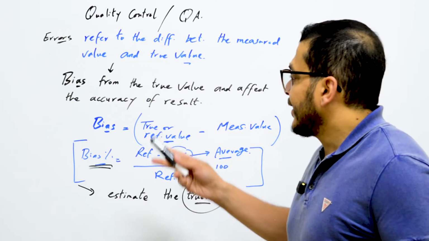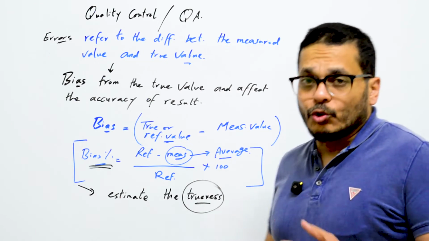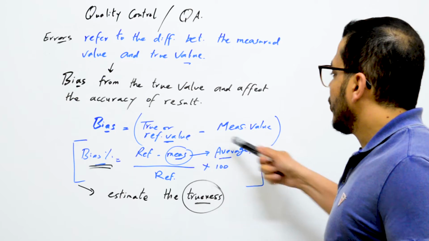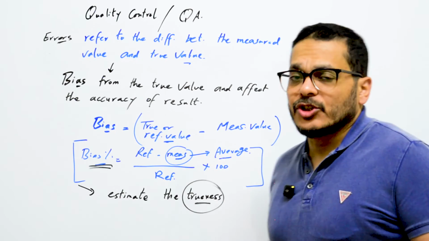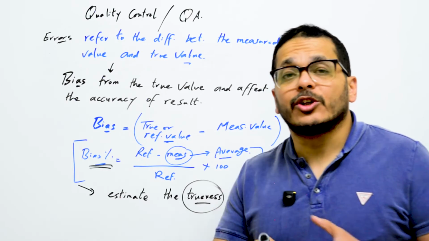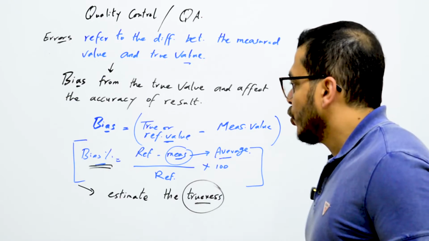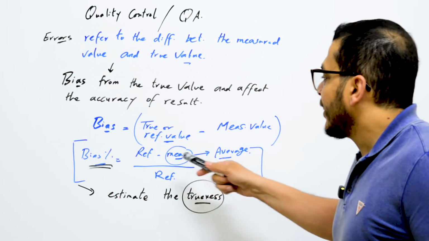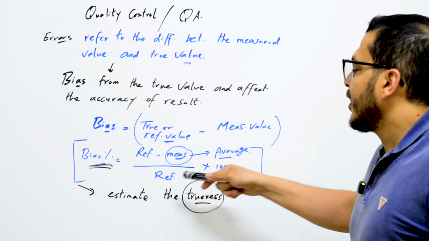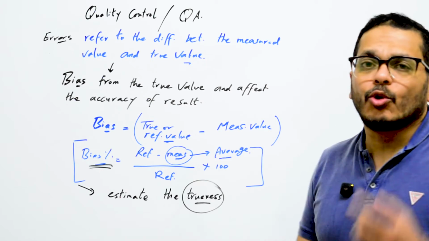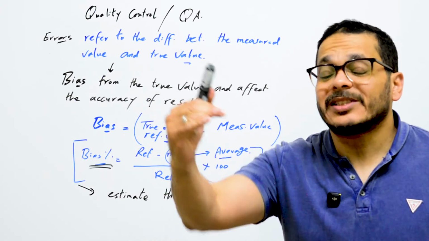It is calculated like this: bias equals the true, reference or real concentration minus the measured value. And bias percentage, when you estimate the trueness during your validation process, is equal to reference minus measured value, divided by reference value, multiplied by 100. And the measured value here is not only one value, because you will make repeatability.